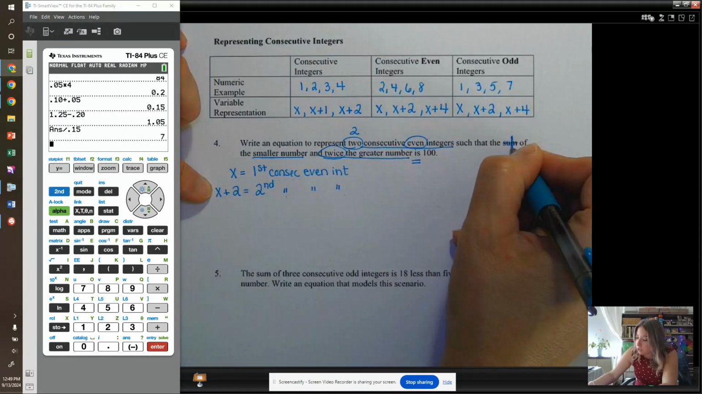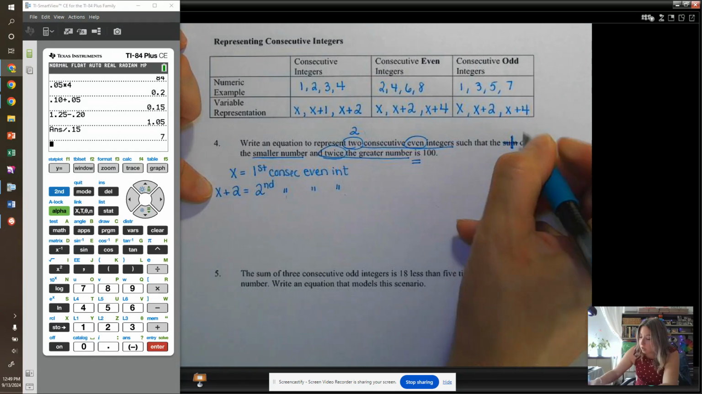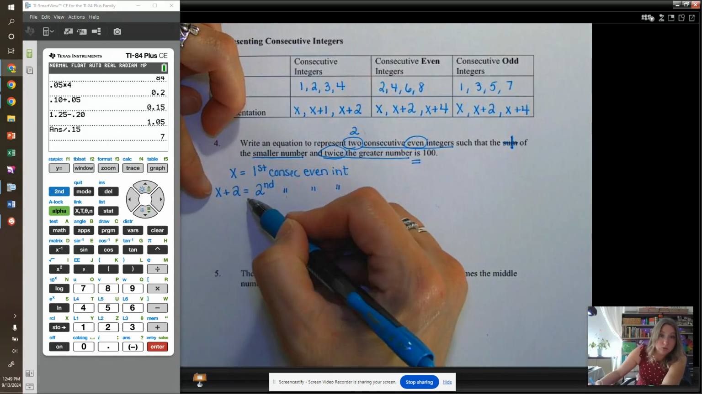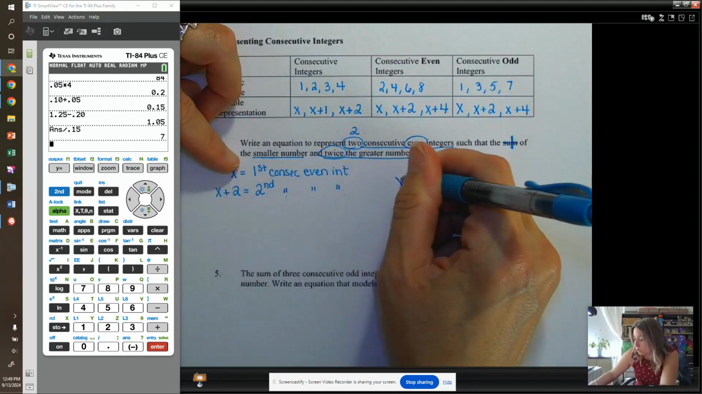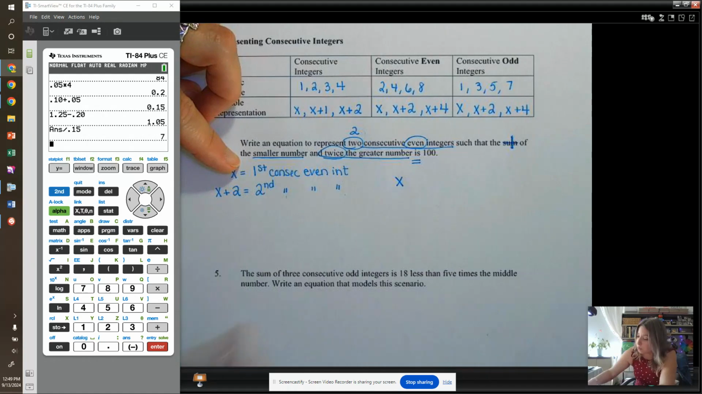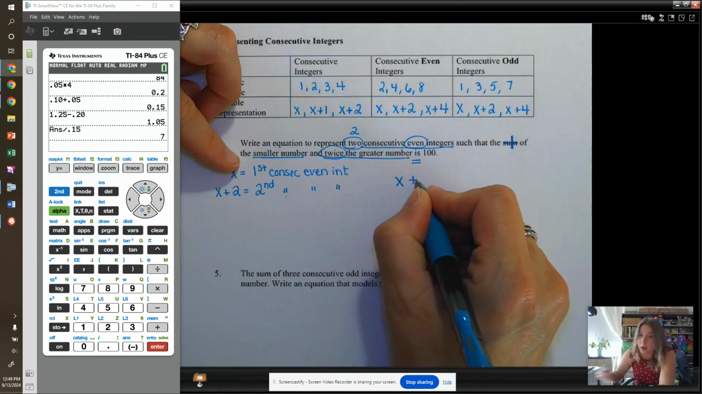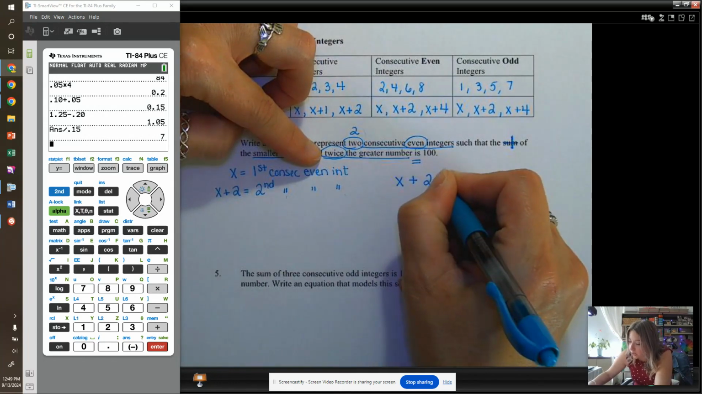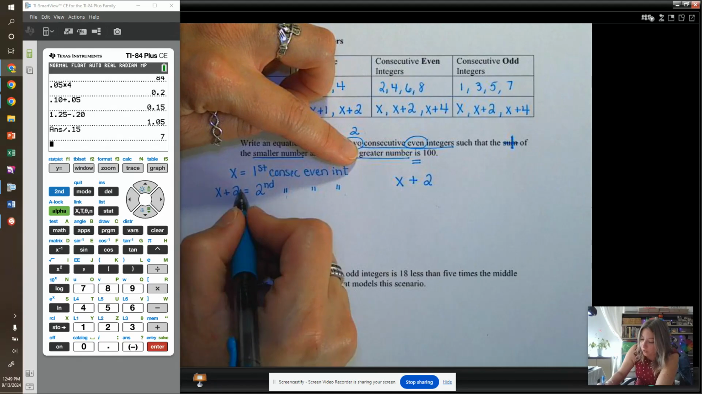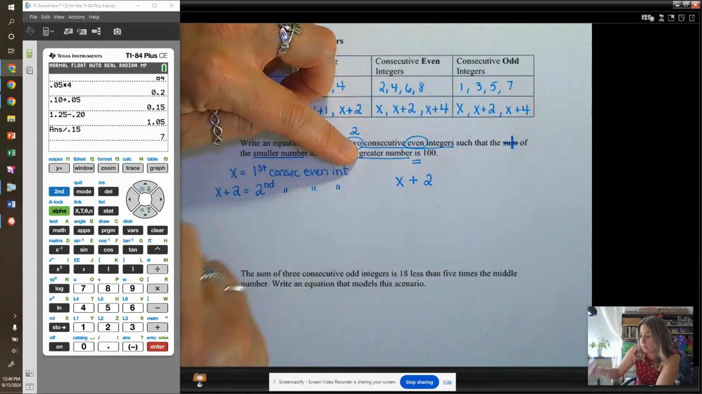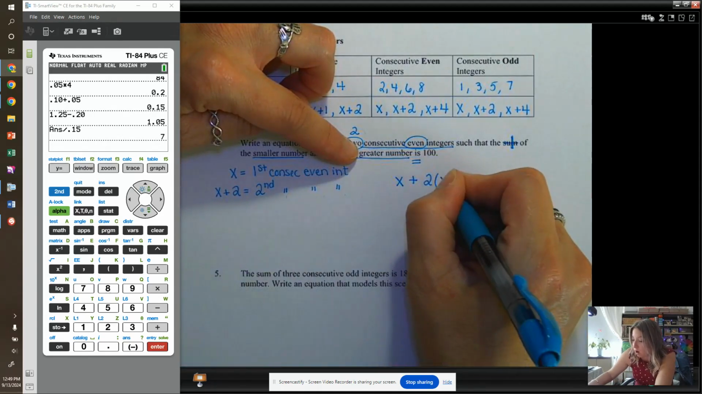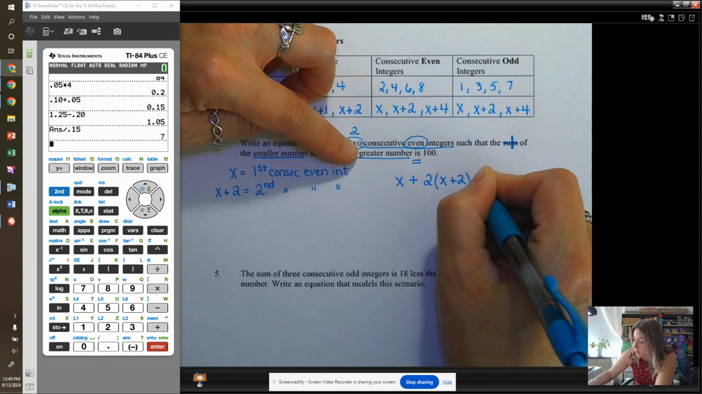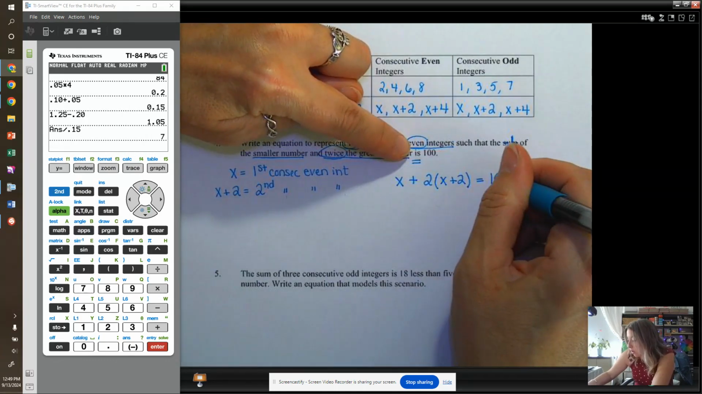The sum means to add them up. The smaller number, okay, who's smaller, x or x plus 2? x is smaller, so here's my x, plus, because we're summing, so we're adding, twice, oh, that's 2 times something. The greater number, well, this entire greater number is x plus 2, so that all goes in parentheses. And the result of this is 100.